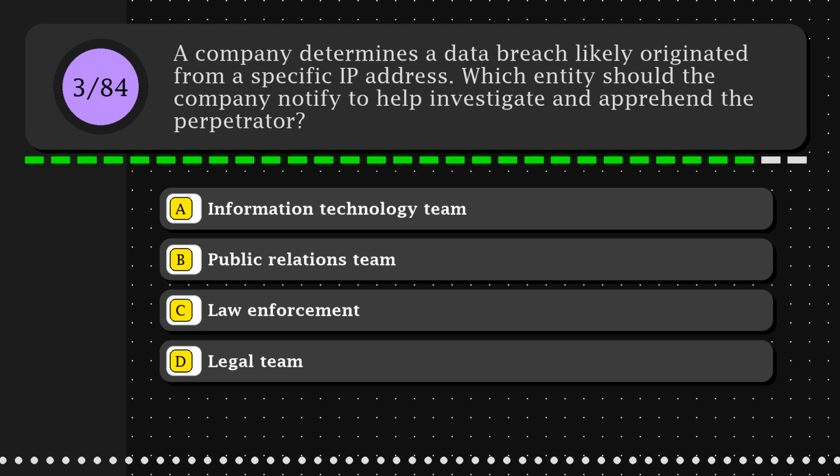Question 3. A company determines a data breach likely originated from a specific IP address. Which entity should the company notify to help investigate and apprehend the perpetrator? Option A. Information Technology Team. Option B. Public Relations Team. Option C. Law Enforcement. Option D. Legal Team.